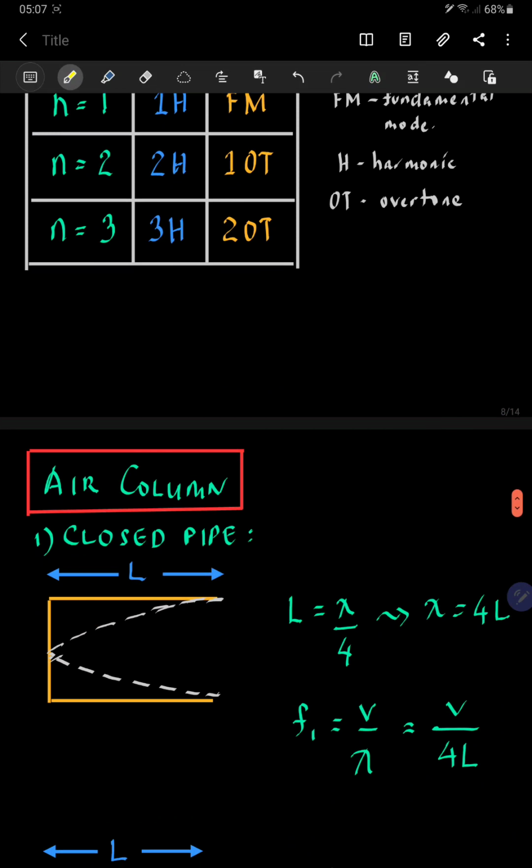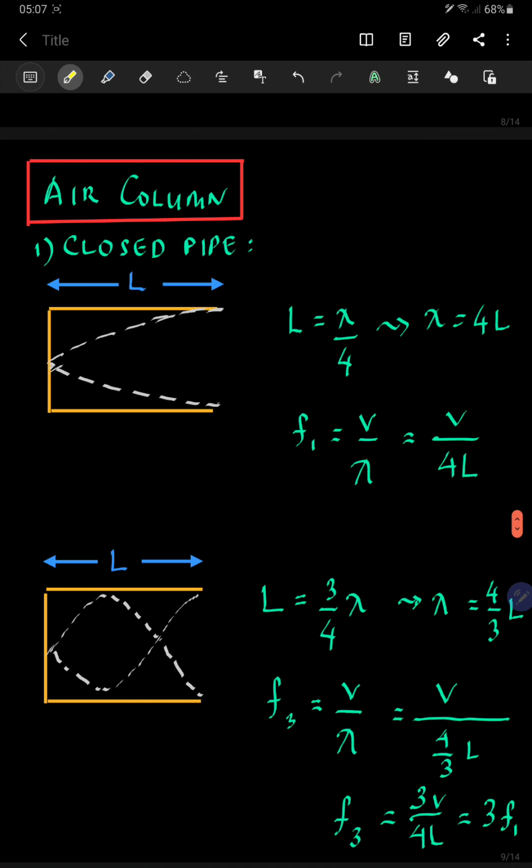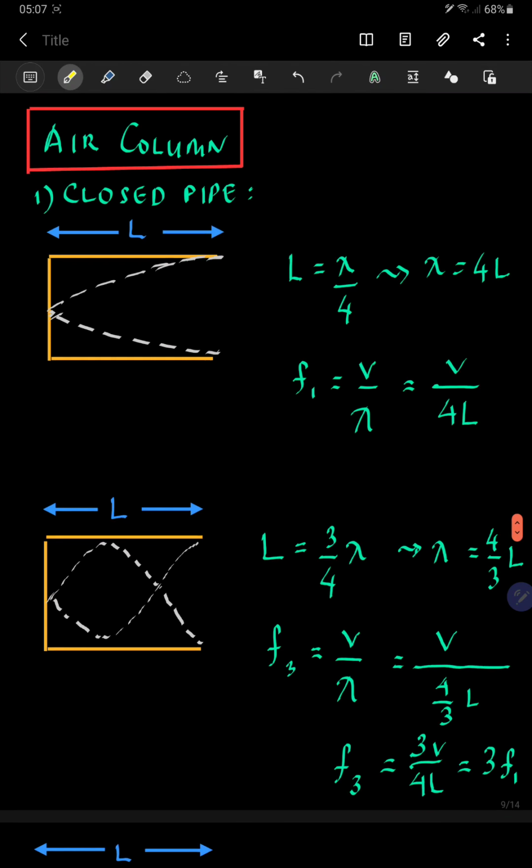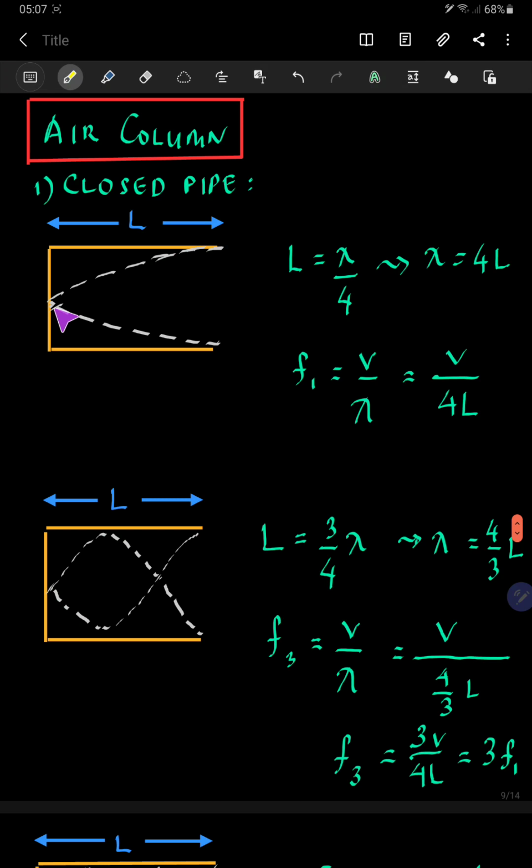Okay, let's start with the air column, which is the closed pipe. For the closed pipe, what happens now? The antinode forms at the open end. At the closed end, it is a node. So according to the situation, L equals how many lambda? Let's discuss F1. This is quarter lambda, isn't it?